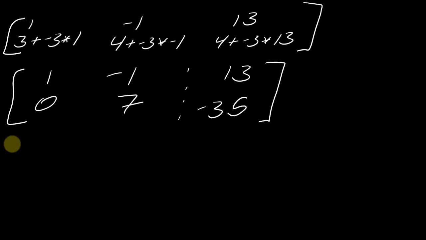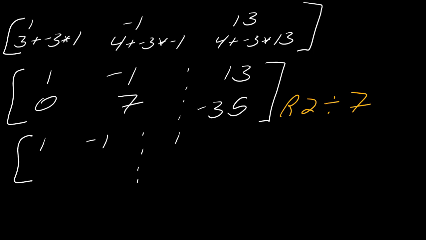Okay, so now I got this column done, so I move over to the left, and now I want to move down the diagonal, so I want this to turn into a 1. The only way that this can turn into a 1 is if I divide row 2 by 7. So if I divide it by 7, the top row does not change, and the bottom row becomes 0, 1, and -5.